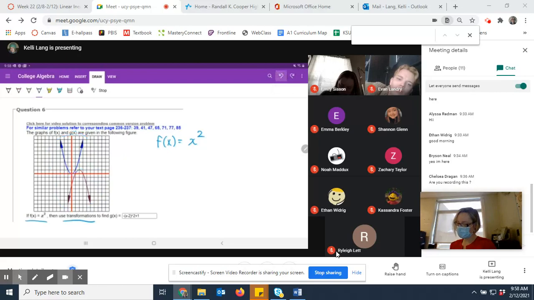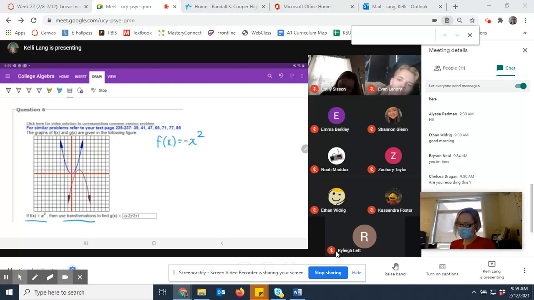So let's go through it one step at a time. This is obviously reflected upside down. It's reflected over the x-axis. So that tells us we need to throw a negative sign out front in front of our parent function. That's what the reflection says.